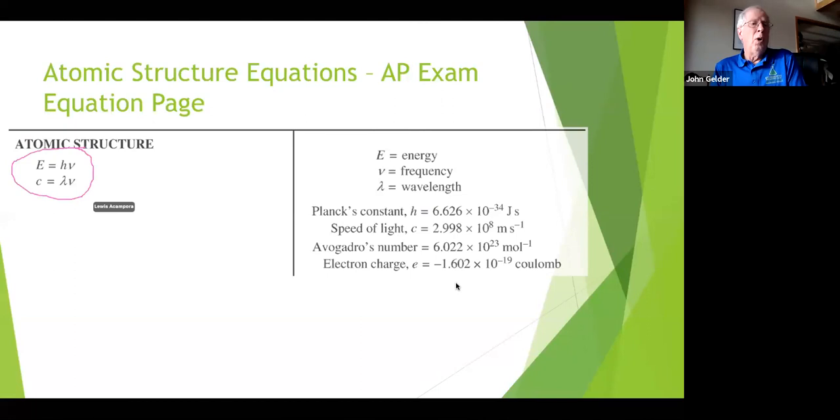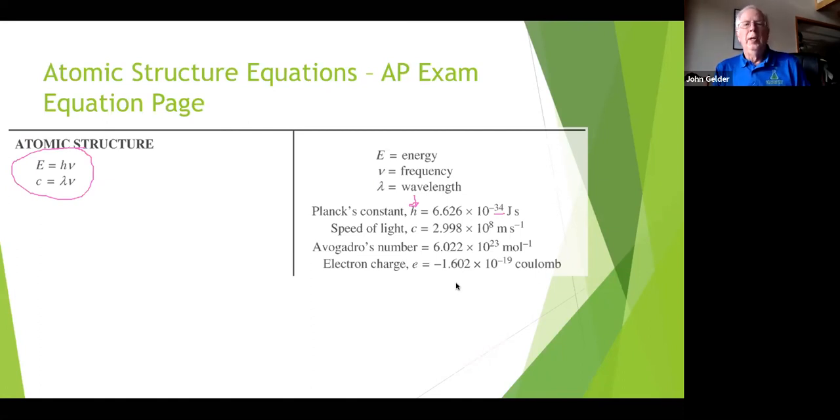E stands for energy. h, as is shown on the right portion of that equation column, is Planck's constant, and has a value of 6.626 times 10 to the minus 34 joule seconds. And as we'll talk about in a moment, I think it's important to understand that Planck's constant does not include the unit mole. It just has joule second.